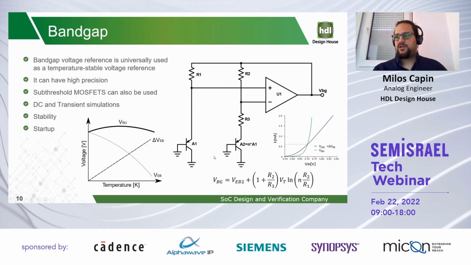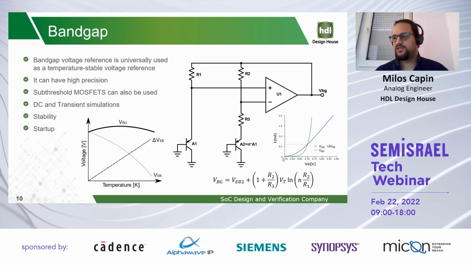Now, to simulate this circuit, we can use DC simulations to check the curvature of this plot, and transient simulation to check for startup. These circuits are very sensitive, and as you can see in this plot, this is a plot of the input voltages coming to this OpAmp. And they meet at 2 points. One point is here, and one point is at 0.